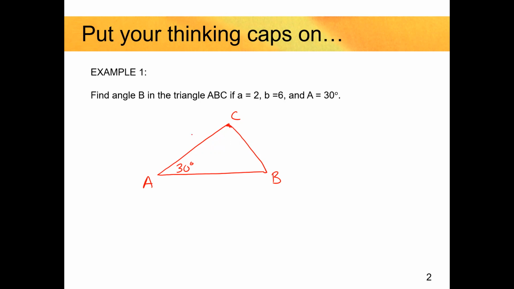This one, let's see, B is 6, and A is 2. That's cool. And we're just trying to find angle B.